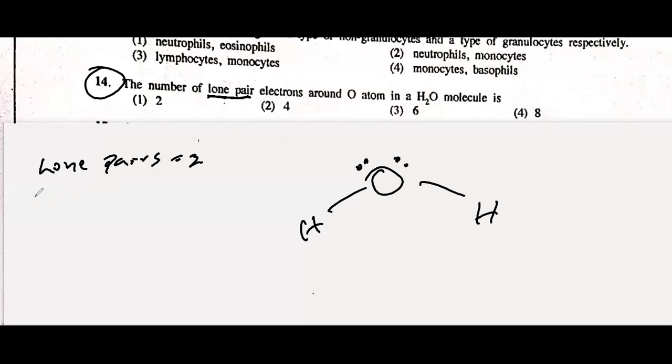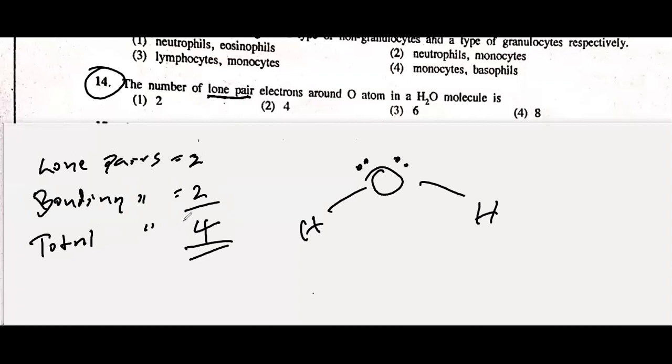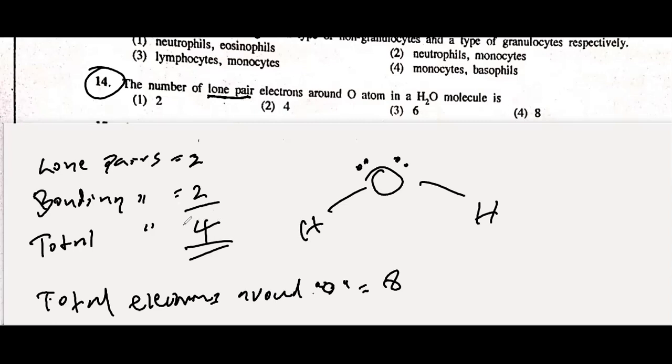Bonding pairs 2. Total pairs will be 4. And total electrons around oxygen, not in all the atoms, total electrons around oxygen in the water molecule will be 8. We call it an octet because 4 pairs means 8 electrons. So 8 electrons means the central atom has reached an octet.